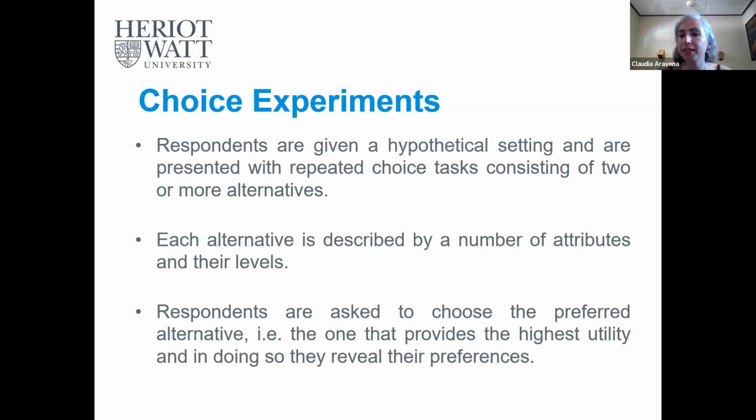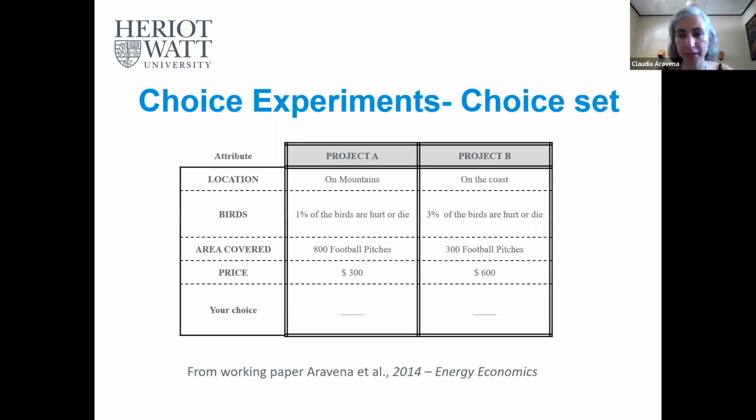So respondents are given a hypothetical setting with repeated choices. I'm going to show you an example very soon. Each choice has alternatives, and each alternative is described in terms of a number of attributes and levels. The respondents are asked to choose the preferred alternative. And when they do that, they make trade-offs, and they are revealing their preferences.